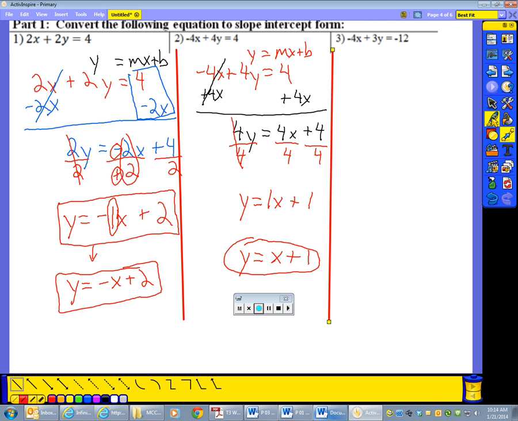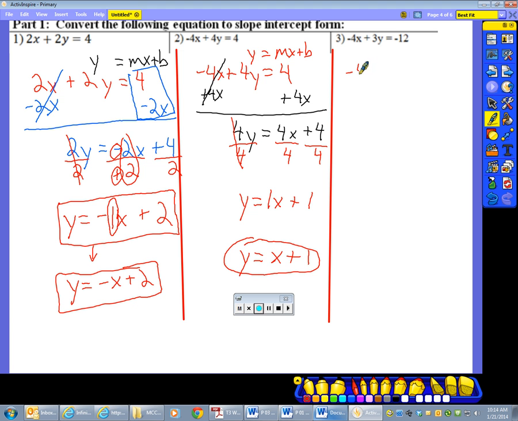Alright, very last one. We've got negative 4x plus 3y equals negative 12. I'm trying to get in the form of y equals mx plus b. That means this negative 4x needs to go away. So the opposite of subtracting 4x is adding 4x. So I'm going to add 4x here, and I'm going to add 4x here.